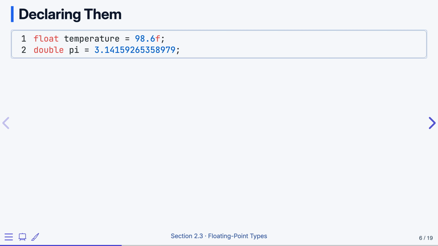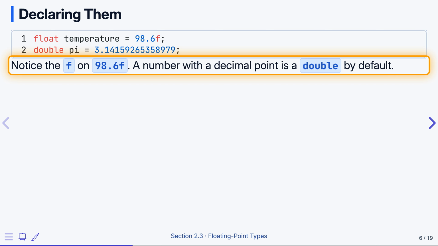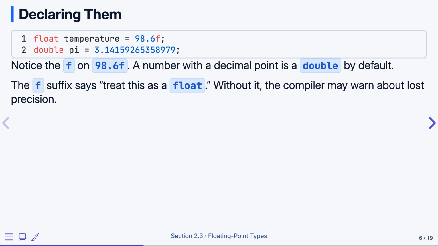Here is how you declare each one. We make a float called temperature and set it to 98.6f. We make a double called pi and set it to a long value of pi. Notice the letter f on 98.6f. This matters. A plain number with a decimal point is a double by default. It is not a float. The f suffix tells the compiler to treat this value as a float. Without it, the compiler may warn you about lost precision.